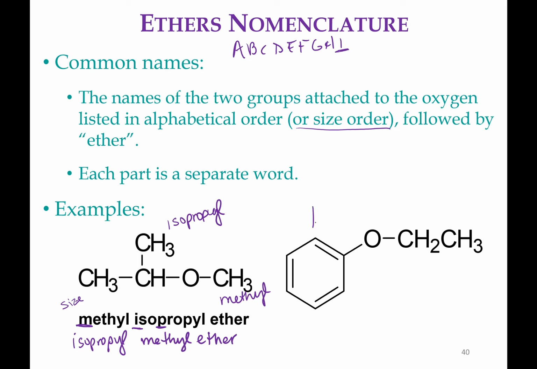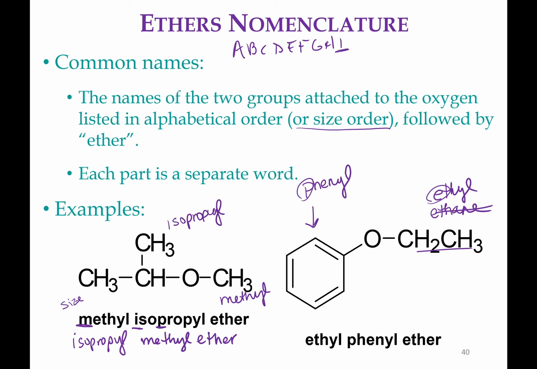Here we have benzene, or as it's a substituent, it's called a phenyl. And we have ether, or sorry, ethane. It is an ether as well. But we have ethyl because it's a substituent. So we're naming these as substituents. E comes before P, as well as in size order and in alphabetical order. This would be ethyl phenyl ether.